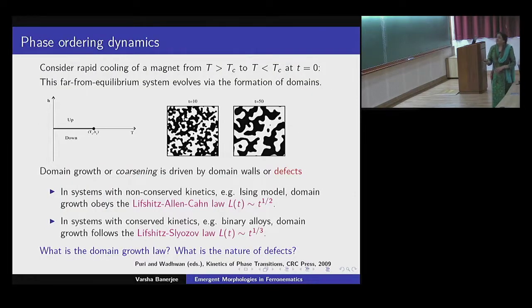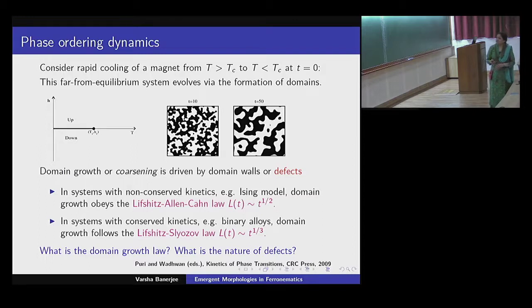Now, a little bit about phase ordering, because the study is primarily about phase ordering. Let's consider a rapid quench of a magnet from T greater than Tc to T less than Tc, and let me call that time t equal to 0. So I'm going from here to here in the absence of the field. So what's going to happen now?